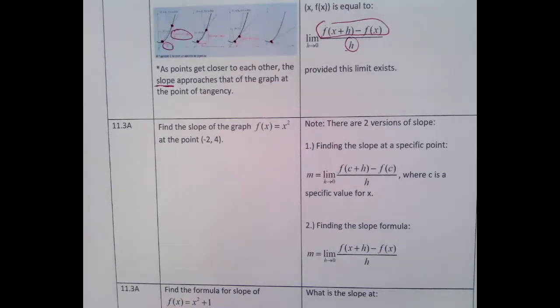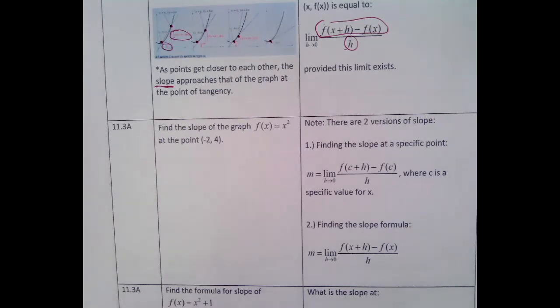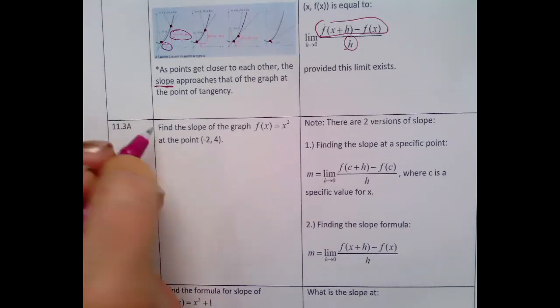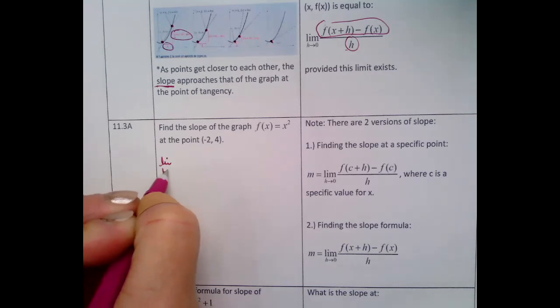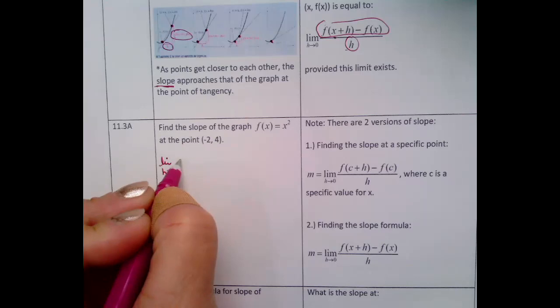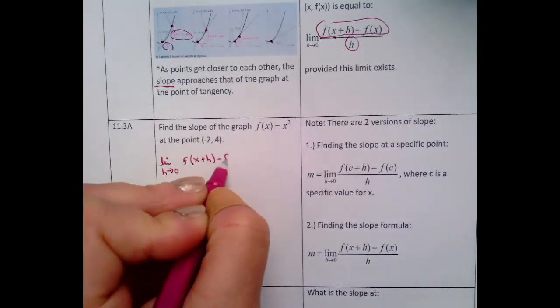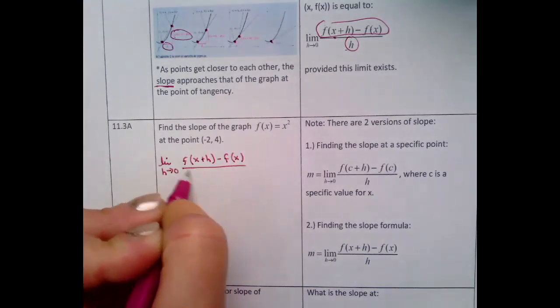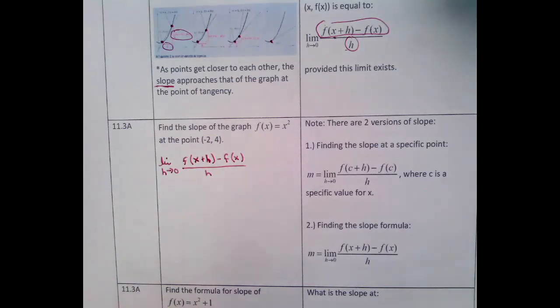So let's find the slope of the graph f of x equals x squared at the point -2, 4. Okay, so here, what we need to do is find the limit as h approaches 0. And we're going to use this formula up here that we just had: f of x plus h minus f of x all over h. Okay, so now let's go ahead and solve this.